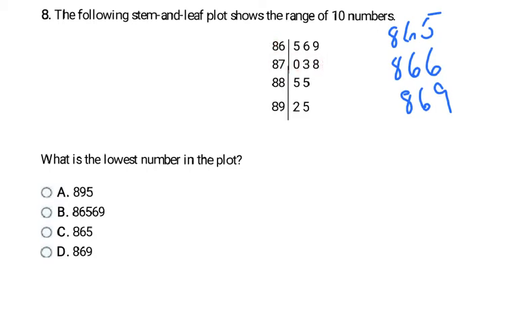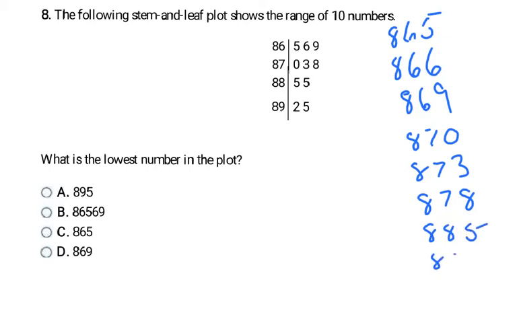Then my next row is 870, 873, 878, which is this row here. And then this next row is 885, and then 885 again. And then my last row is 892, and then 895. So those are the 10 numbers that they had put into this stem and leaf plot. So I wanted to show you how that works.